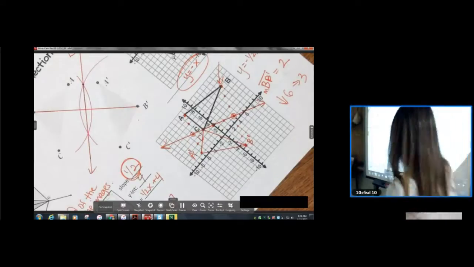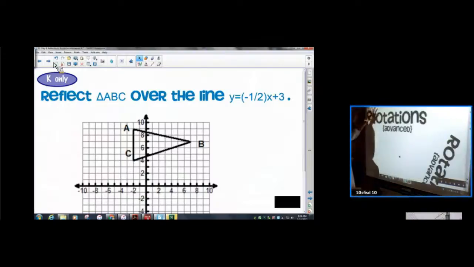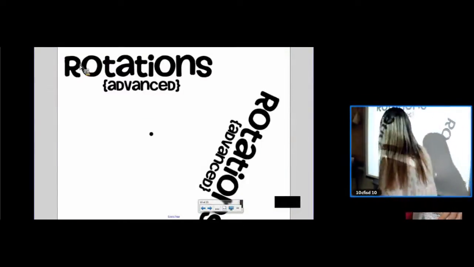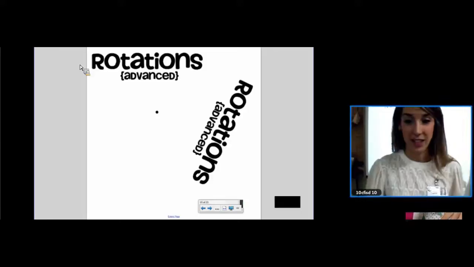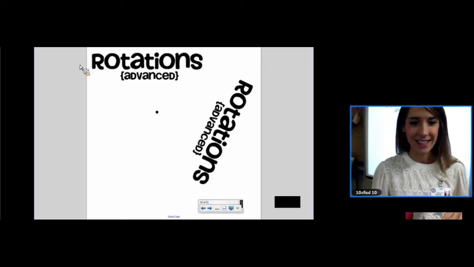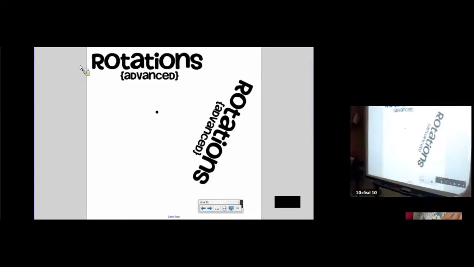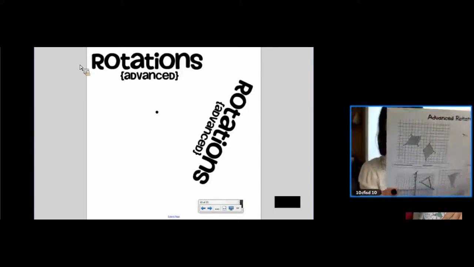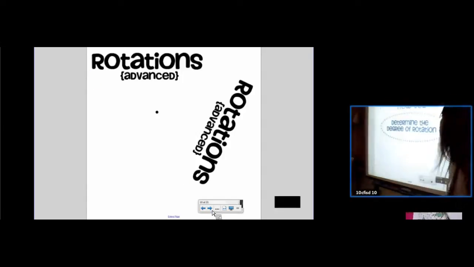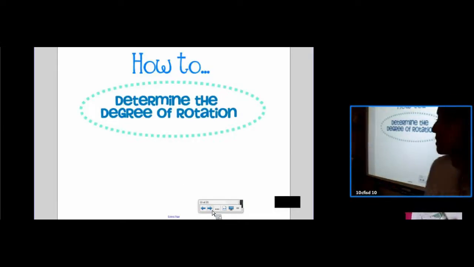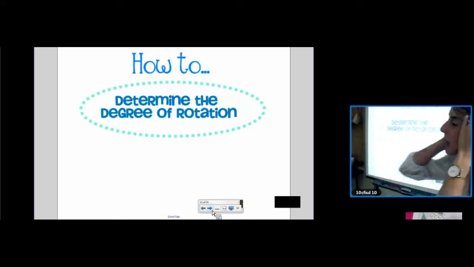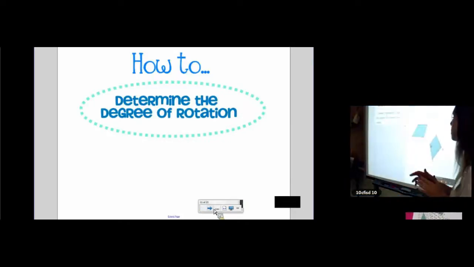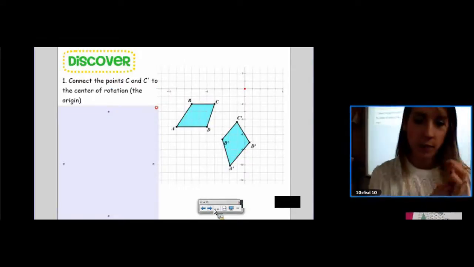We are transitioning, flipping our paper over. We are ready to rotate. And these rotations are going to start off easier than our reflections. Okay, ready? So we are on this side of our paper right here. Our first goal is to determine the degree of rotation. Not locate the center of rotation, but determine the degree of rotation.